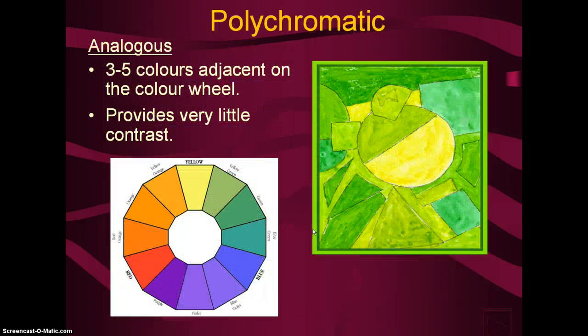There's another notion of polychromatic, which is not opposite on the color wheel, but is actually more closely beside it on the color wheel, and these are called analogous colors. So you take 3 to even 5 colors, depending on how you break these colors down on the color wheel, but you take adjacent colors, and those are usually called analogous colors. They provide not very much contrast, such as you see here in this painting.